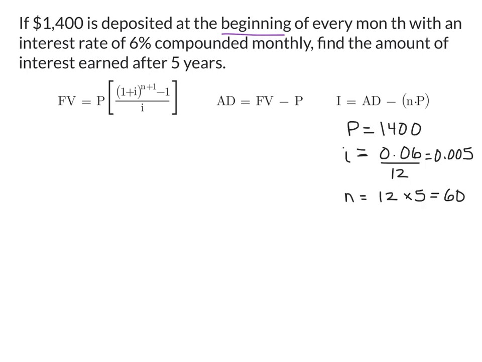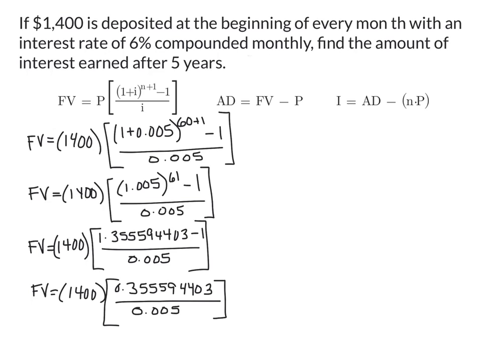First, we want to identify the values for P, I, and N. P is 1,400. I is 0.06 divided by 12 since we're compounding monthly. N is the total number of compounding periods, so we take compounding monthly, which is 12, and multiply it by the number of years, which is 5, to give us 60. We'll take these values and plug them into our formula for future value.